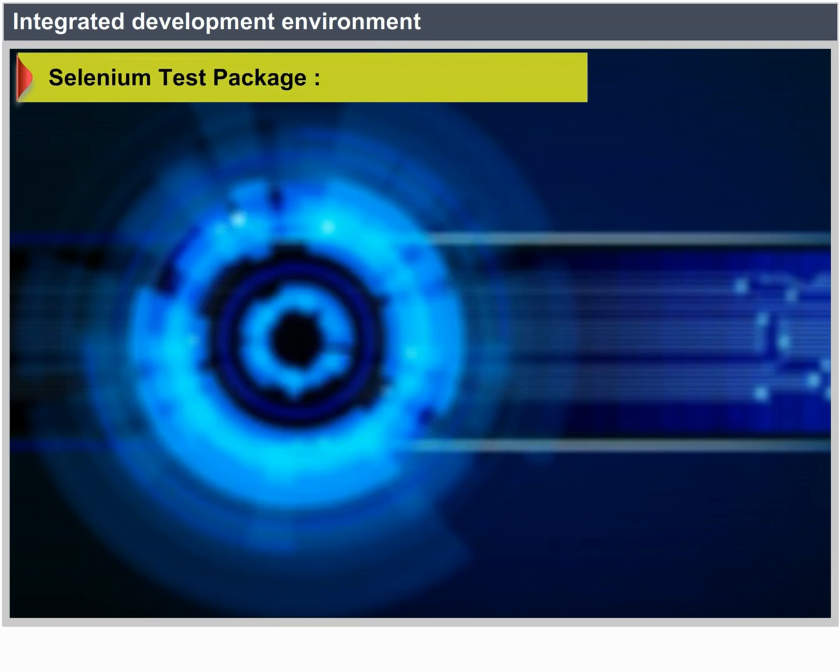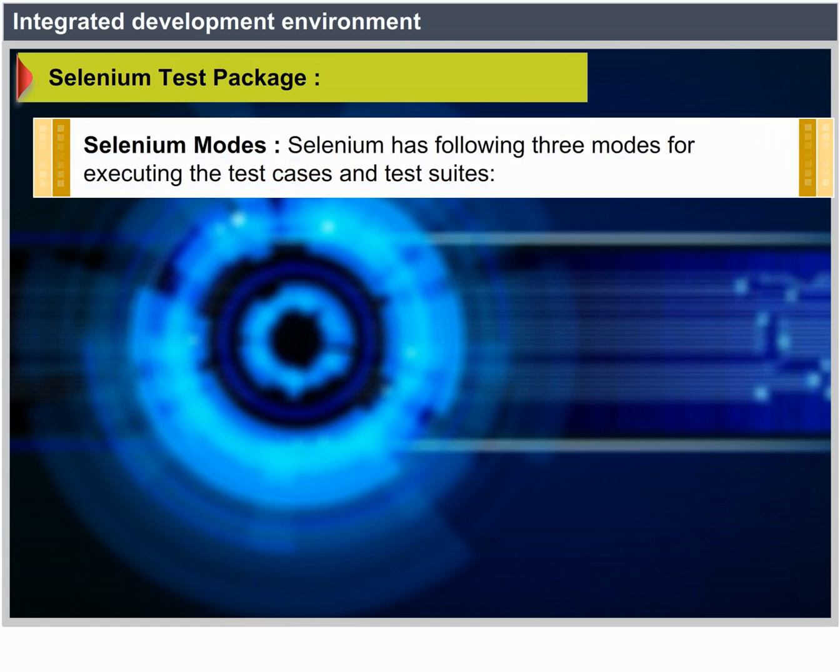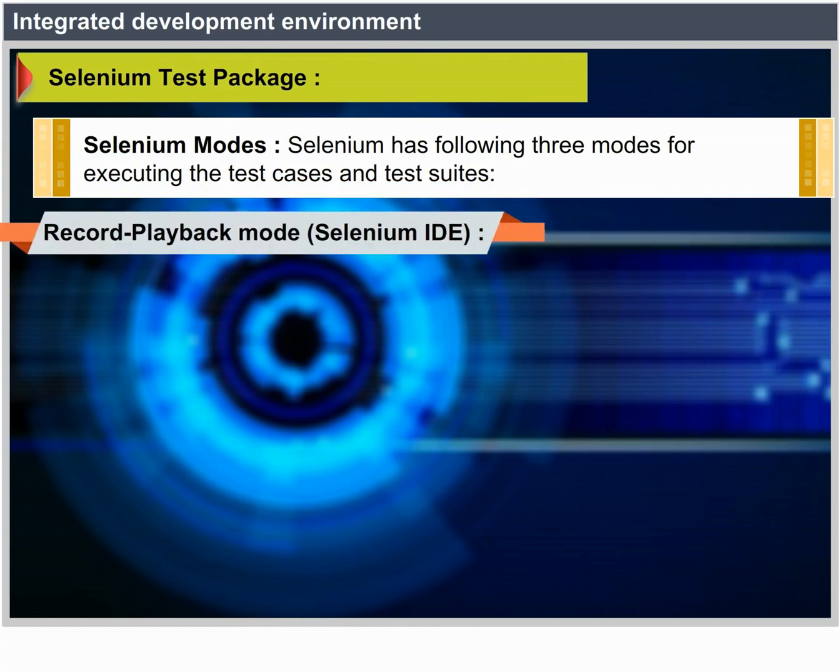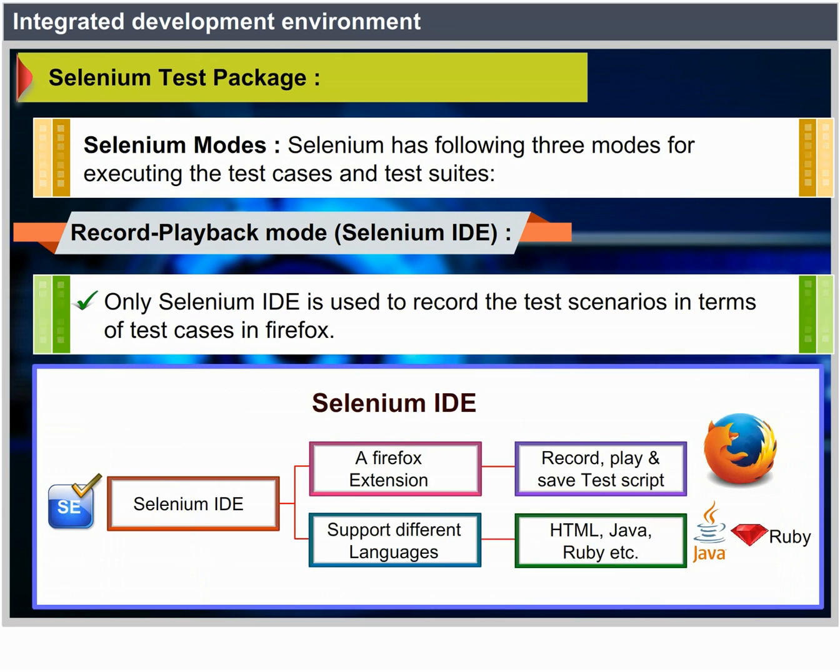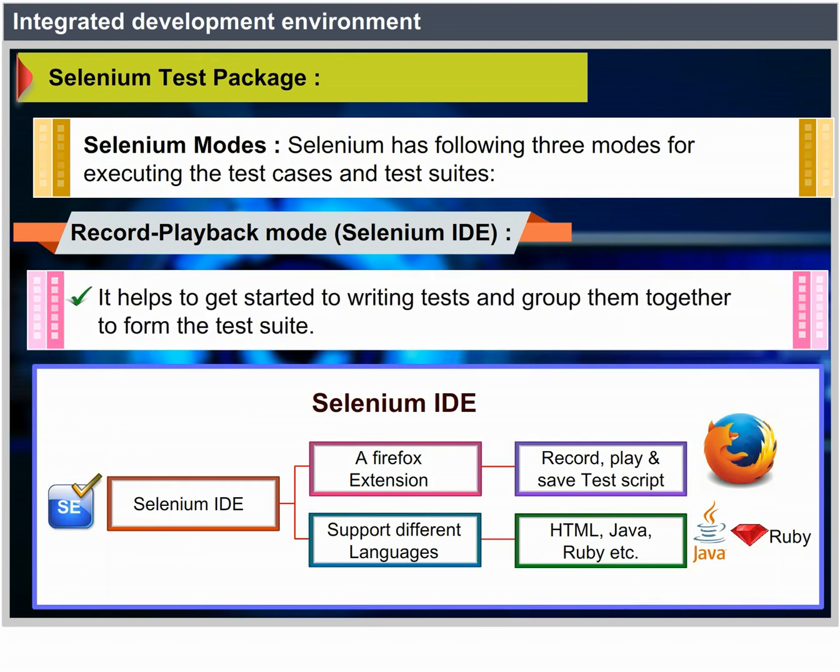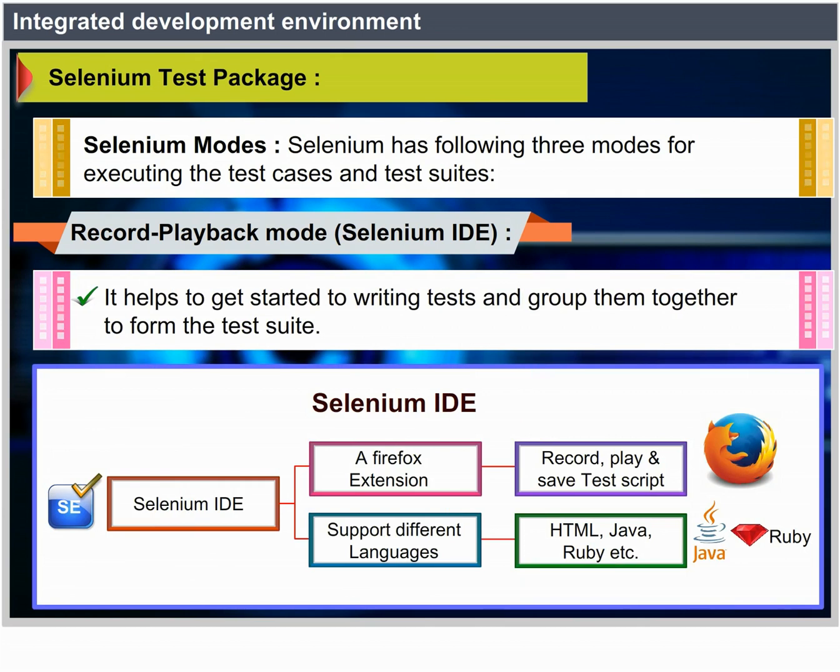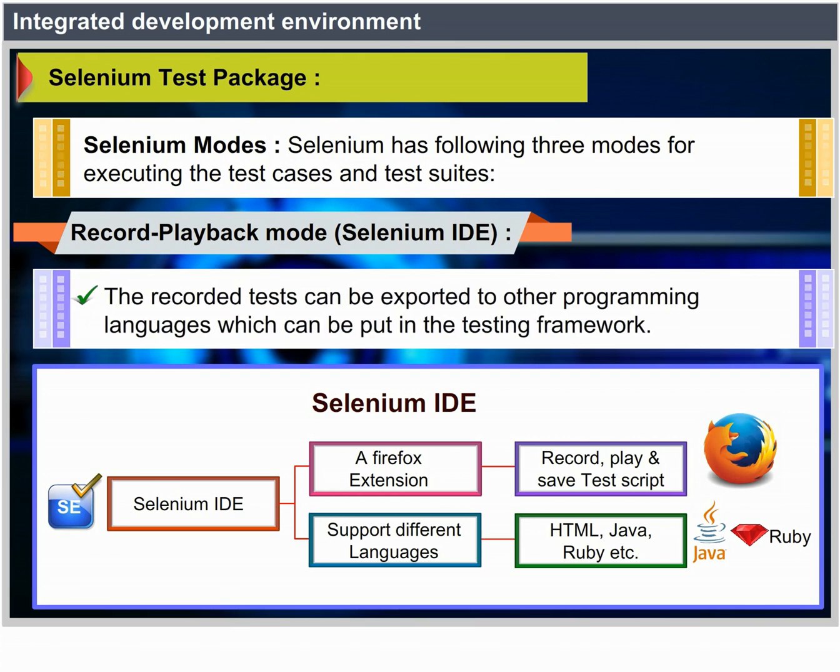Selenium modes. Selenium has the following three modes for executing the test cases and test suites. Record playback mode, Selenium IDE. In this mode, only Selenium IDE is used to record the test scenarios in terms of test cases in Firefox. This is a great way to get started writing tests and grouping them together to form the test suite. The recorded tests can be exported to many programming languages so that we can put them in the testing framework.